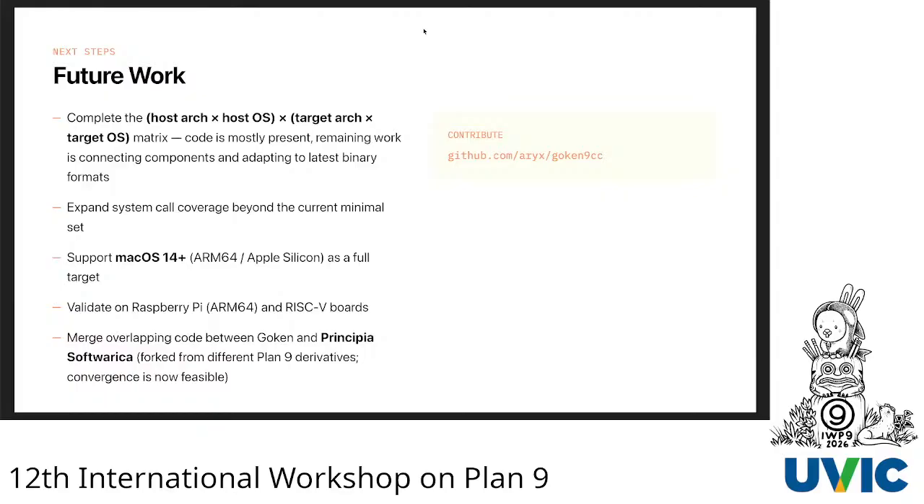I would like to validate this work on Raspberry Pi, on a RISC-V board. And another thing is that right now Goken and Principia, Softwarica, were forked from different Plan 9 offspring, and so now I would like to merge them back. And that's it. This is Goken.